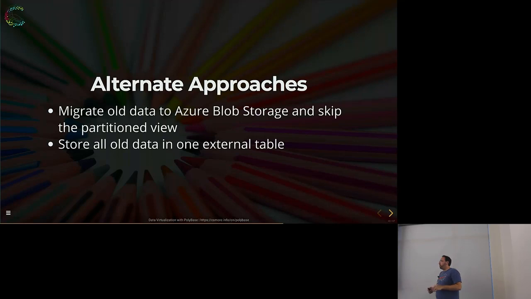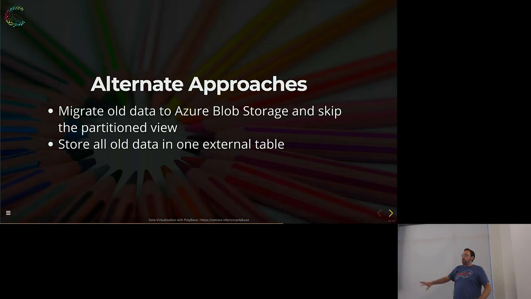There are a couple of alternatives. I could migrate the old data to blob storage and just skip the partitioned view. If I say, look, I'm just going to store the last 2 years of data in this table, and then every month or every year I'm going to ship it over to blob storage. And if you want that old data, you're going to have to query it yourself this way. You don't have to do the partition view.